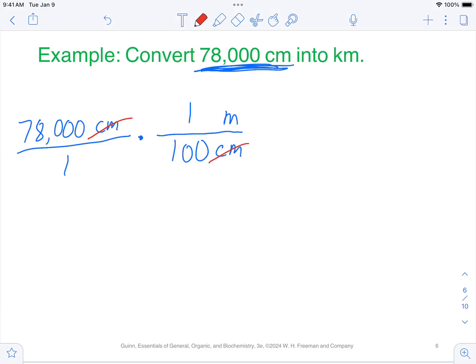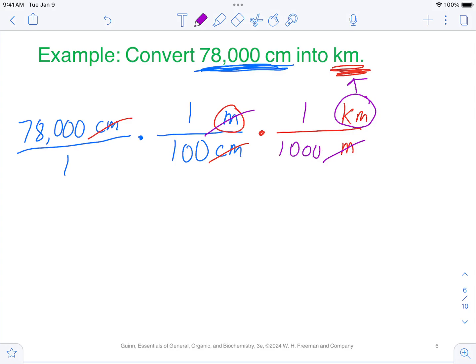Centimeters cancels. Notice right now we have meter, but we do not want meter, we want kilometer. So we need another conversion factor. We're still going to crisscross units. So since meter is up top, meter is going down low. And now kilometer can go up top. Meters cancel. We're left with kilometer. That's what we want. 1 kilometer is 1,000 meters.